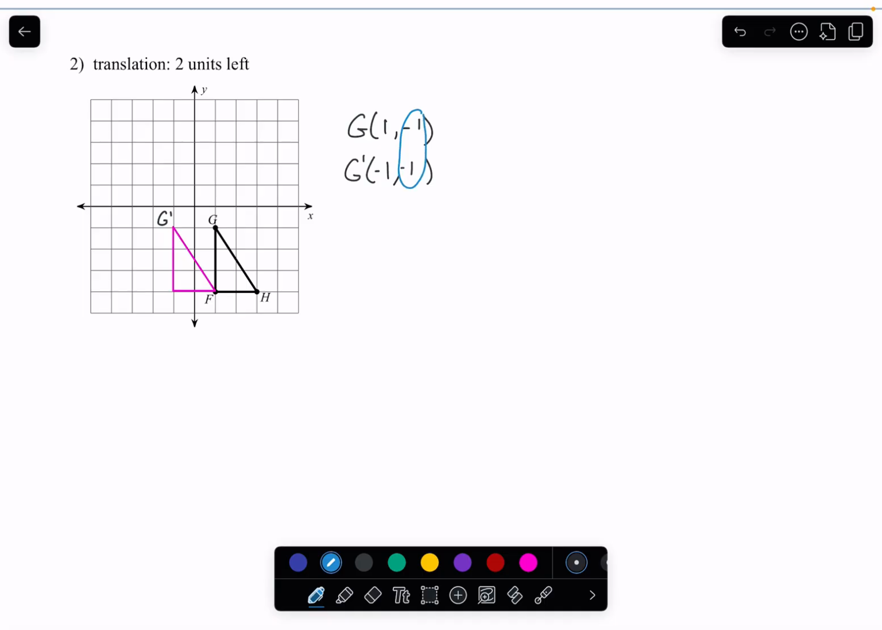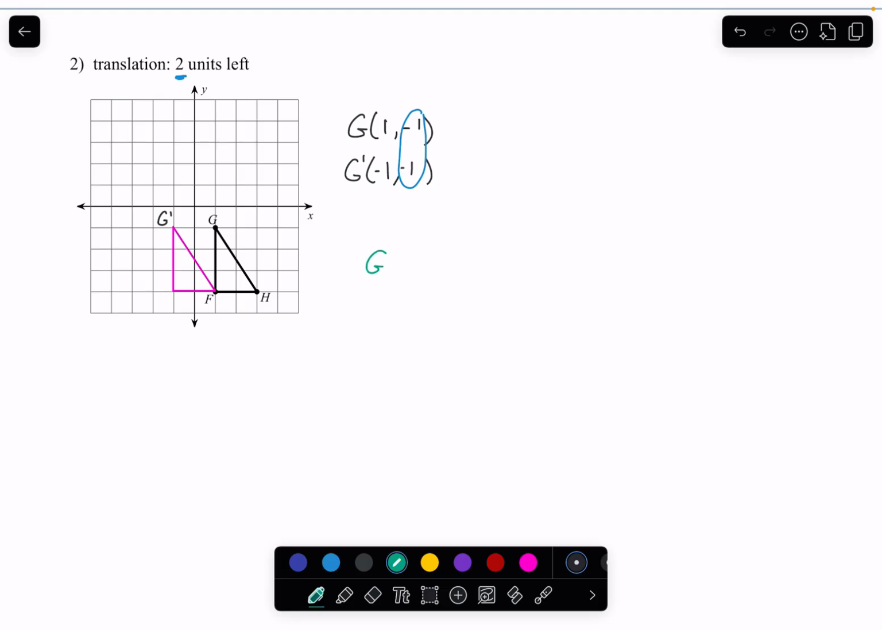Y is negative 1, and that's because, well, we weren't moving the shape up or down, right? We were just moving it side to side. So the only coordinate that's going to change is the x coordinate. And you can see that right here. In this case, it looks like we just subtracted 2 from it, which makes sense because we're moving the whole thing 2 units to the left. So let's test our theory.